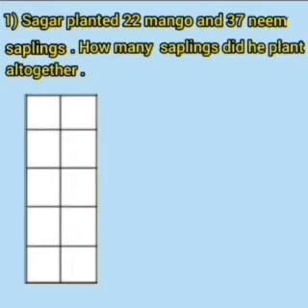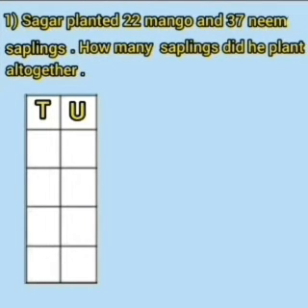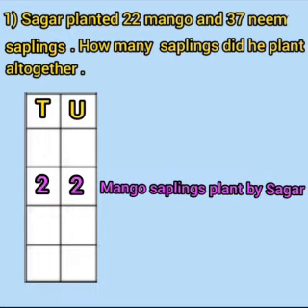First write the place value starting from unit side. These units always start from right hand side. First write units, then tens. Sagar planted 22 mango. 2 we will write in the unit place. 2 we will write in the tens place. 22 mango saplings planted by Sagar.